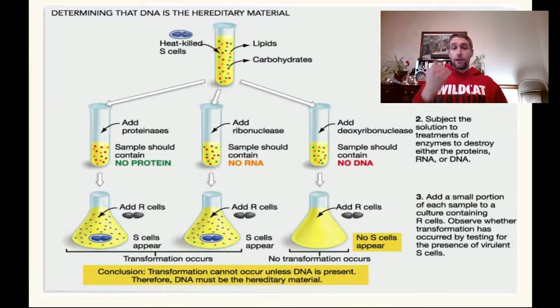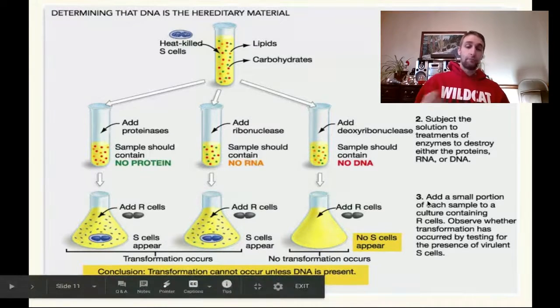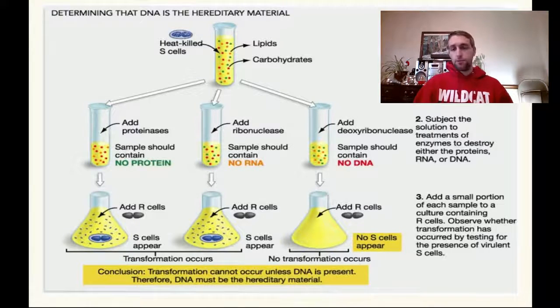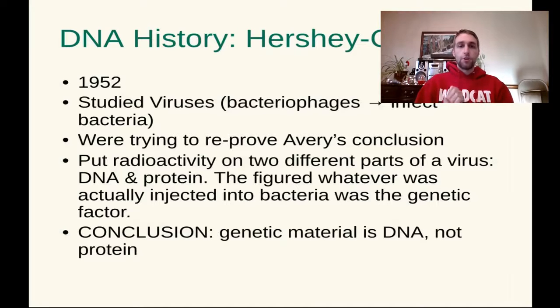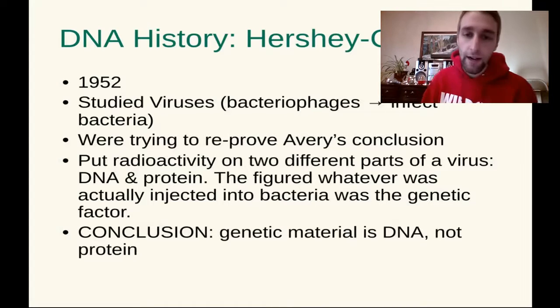So by going through the trial and error and adding enzymes to remove one component at a time, the only time that the transformation did not happen was when you got rid of the DNA. Therefore, DNA must be the molecule that transfers the genetic information to the next generation. So far, up to this point, we have evidence that DNA is the molecule that includes that hereditary information. Hershey and Chase did a similar experiment to try to reaffirm that or try to see whether it was DNA or protein. And they did it in a slightly different way using radioactive elements.